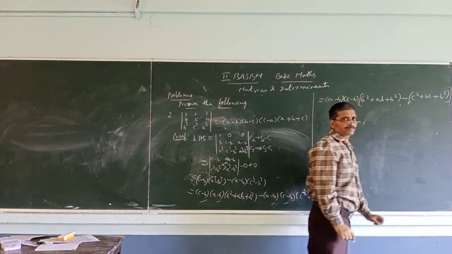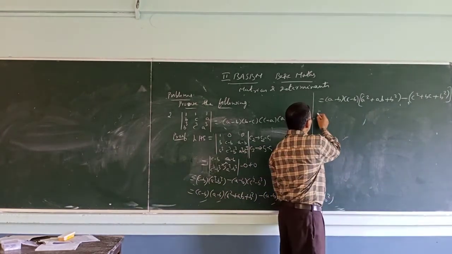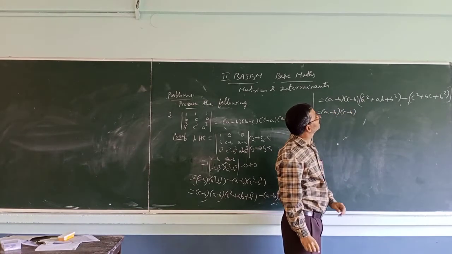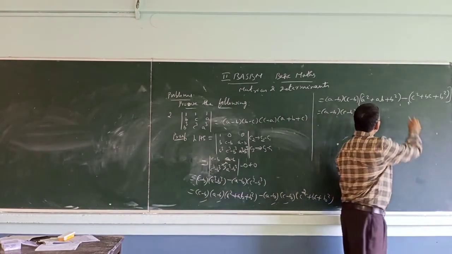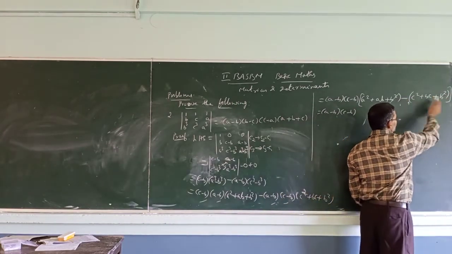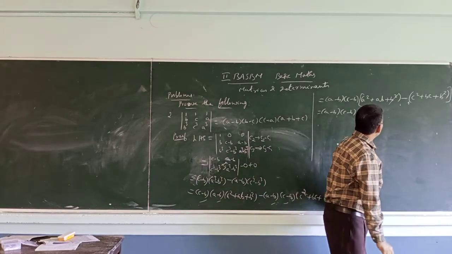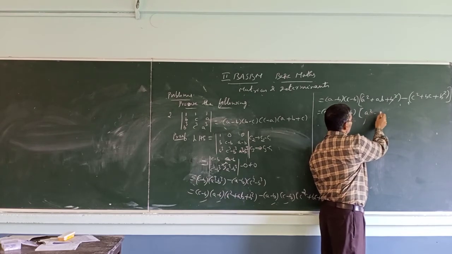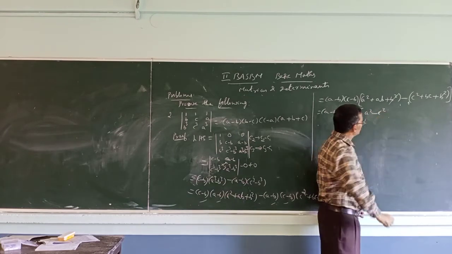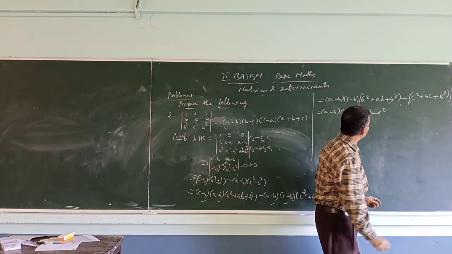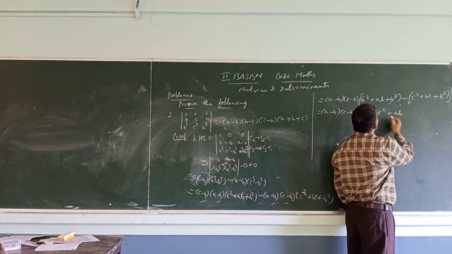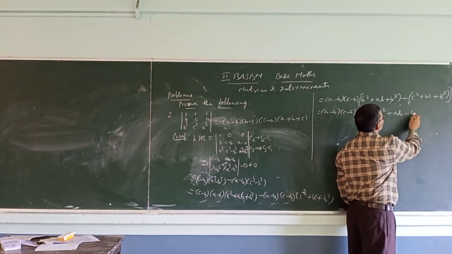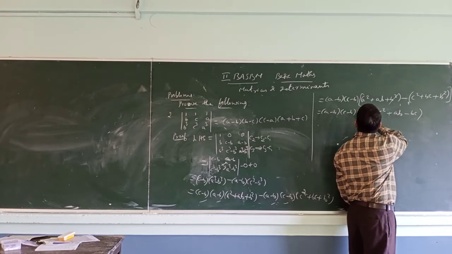Just simplification of this. So equal to (a minus b)(c minus b) into, so here b² and minus b² cancel. The remaining terms are a² minus c², plus ab minus bc. So a² minus c² plus ab minus bc. Let us try to simplify this.